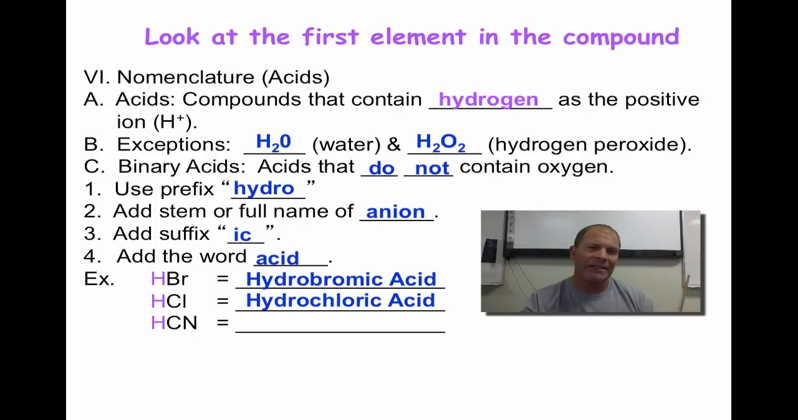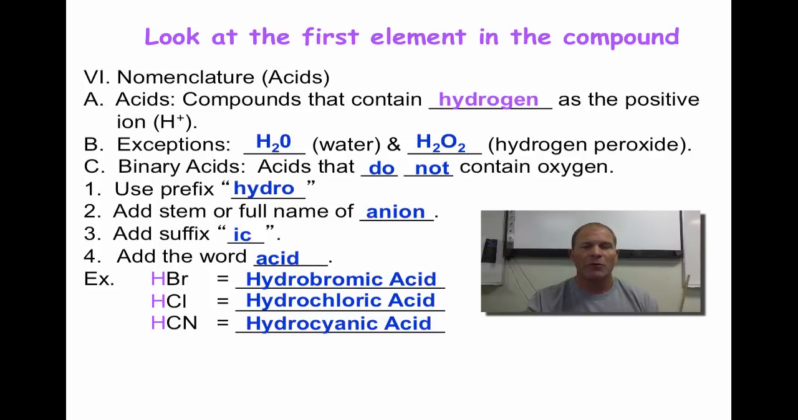Now, the HCN is unique because it isn't binary, it does have three elements, but cyanide does not have oxygen in it, and that's the key. So it is hydro, and then cyanide changes to cyanic, and I put acid at the end of it. So hydrocyanic acid. That's our first Y in the road.